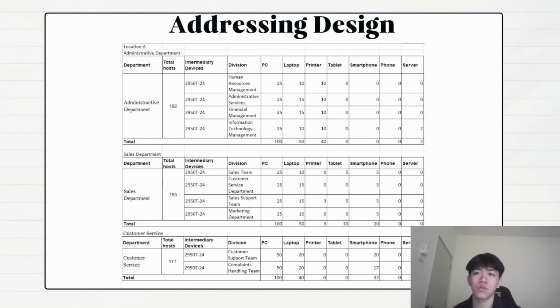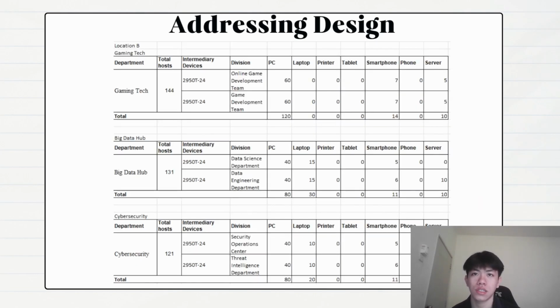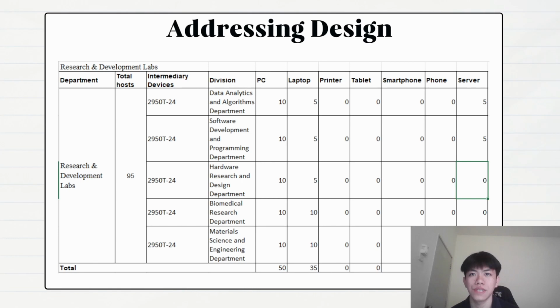So on this slide, it basically shows information for location A. So I'll leave it here for a second. And next is the addressing design for location B. And lastly, location C.